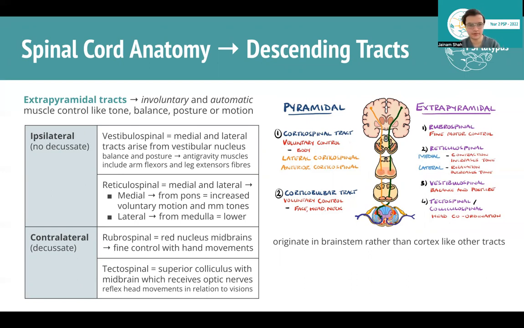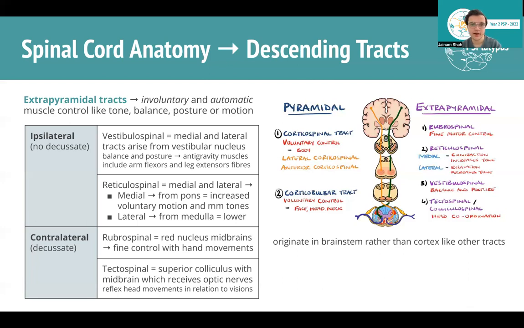So vestibulo should tell you something: this has to do with balance. You've got medial and lateral tracts that arise from the vestibular nucleus. Again, as I said, responsible for balance and posture, and they mainly go down to innervate the anti-gravity muscles, which are the arm flexors and the leg extensors, which essentially just keep you standing and from falling under the influence of gravity. You're not really consciously thinking about standing upright and not falling over, so that's why it's taken control of by the extrapyramidal tracts.